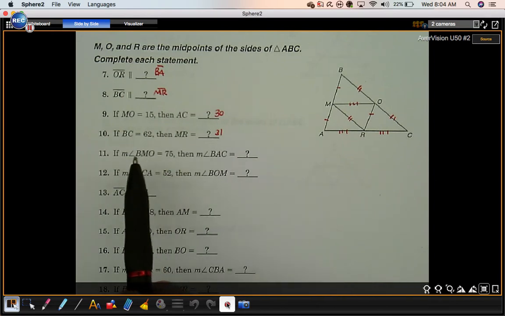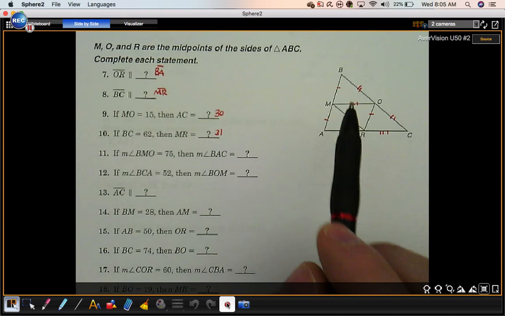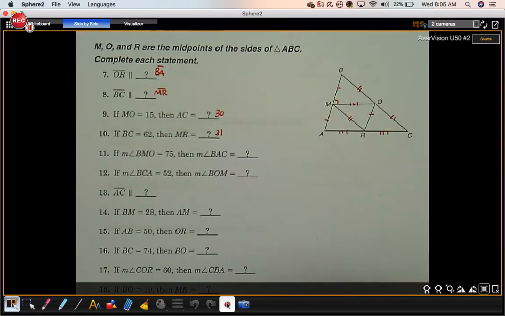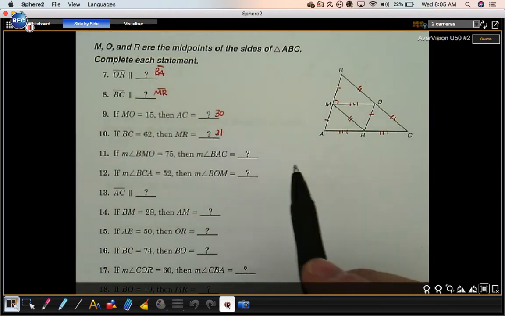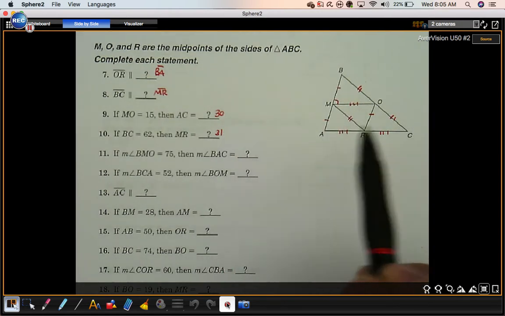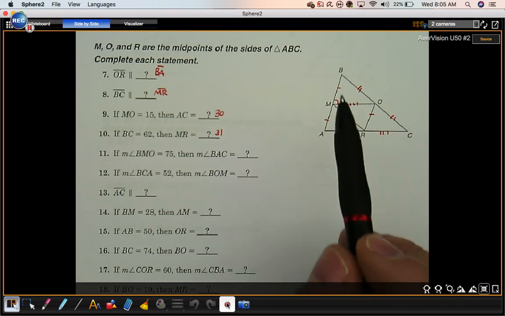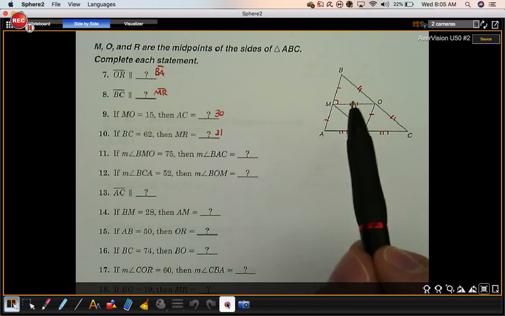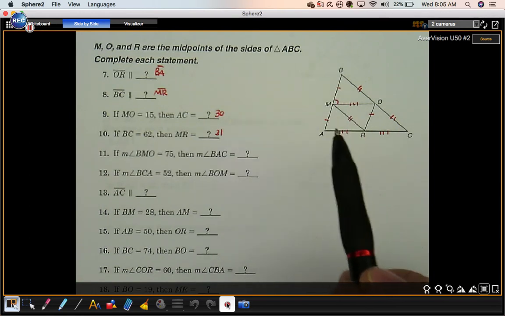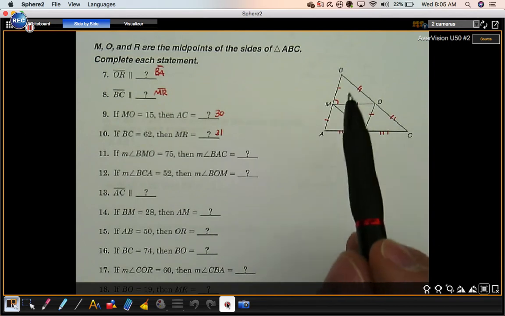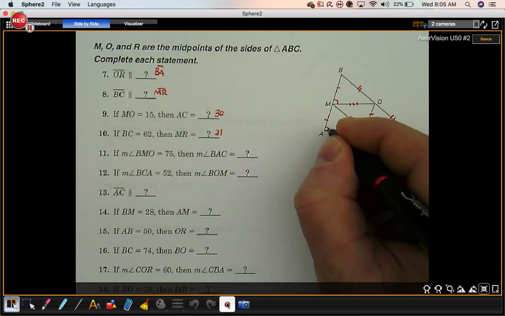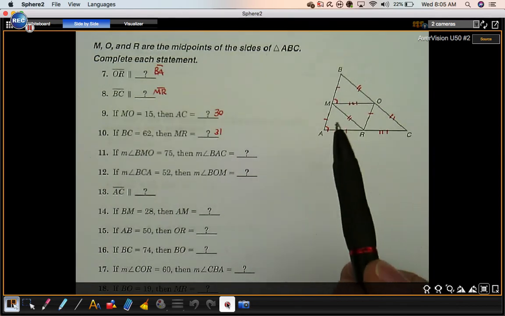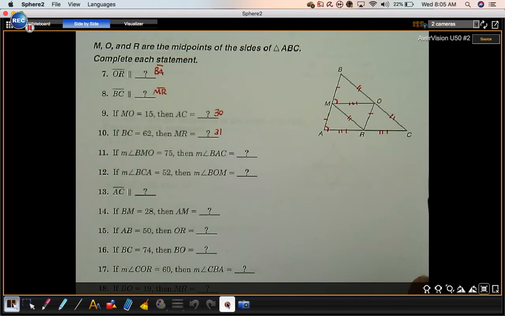Number 11, measure of angle BMO. Let's make sure we know where that is. BMO. It's this angle. I'll put 1 arc on it. Let's say that's 75. What's the measure of angle BAC? Well, notice how this angle BMO is in between sides with 1 mark and 3 marks. So is this one. These are congruent triangles, so their corresponding parts are congruent too.